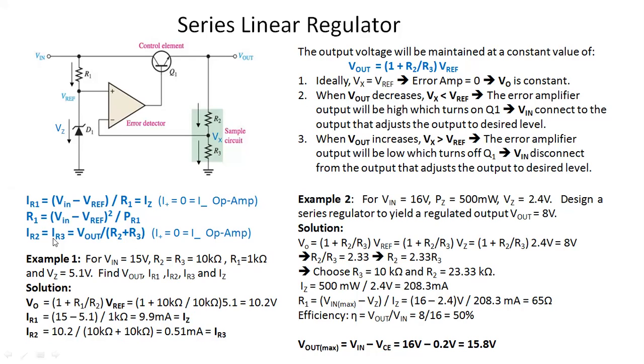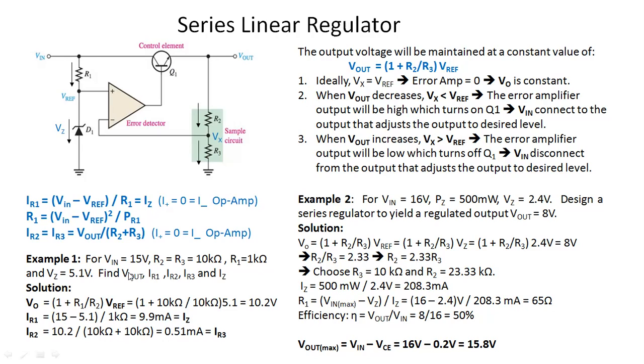Now we are supposed to solve for IR1. How can we solve? By using the node analysis. V in minus VREF. What value of V in have they given? They have given 15, minus VREF, that is nothing but VZ, 5.1, upon that resistance R1. They have given R1 as 1 kilo ohm. So 15 minus 5.1 upon 1 kilo ohm, you will get 9.9 milliampere, and this is the current flowing through R1 and this Zener diode. So you can take IR1 equal to IZ.